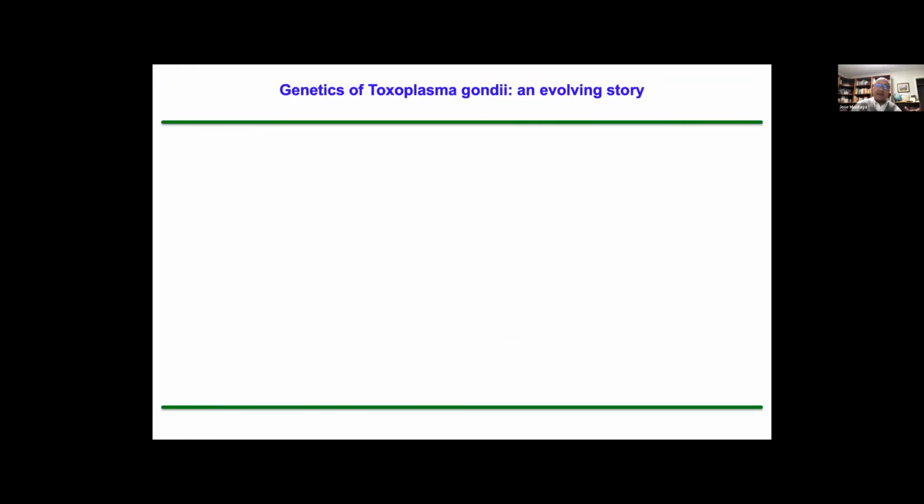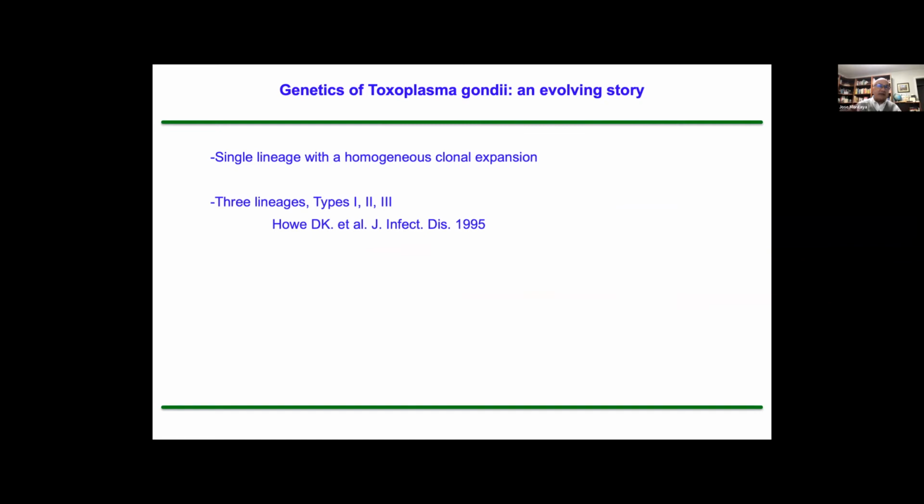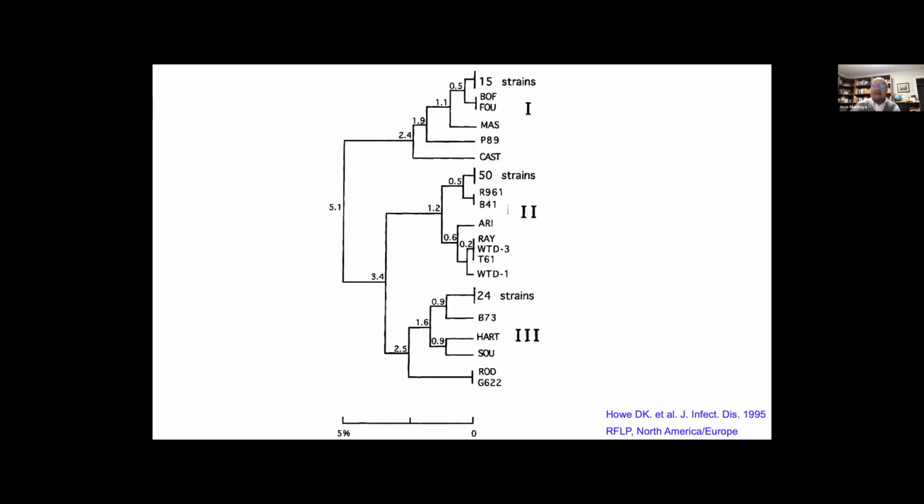So this has led for years, since the discovery of Toxoplasma gondii as a species in 1908, to the idea that it was a single lineage, that it was just one parasite, a very homogeneous clonal expansion of the organism. And it was in 1995 when Howe and John Boothroyd's group found that there were primarily three lineages, types 1, 2, 3, in this 1995 paper, where they thought that it was just a simple three, let's say, variants of the parasite, three lineages of the parasite.